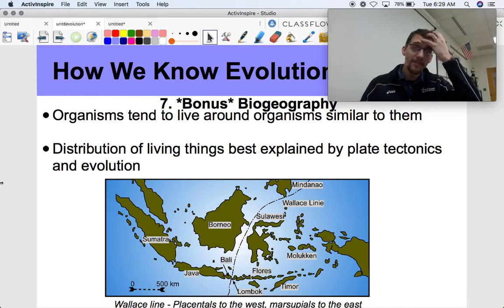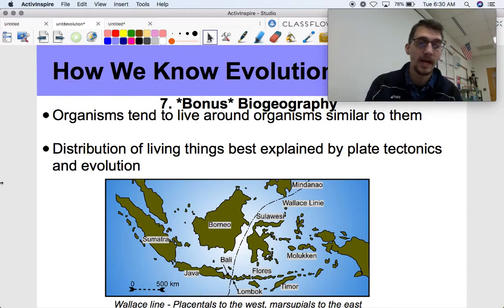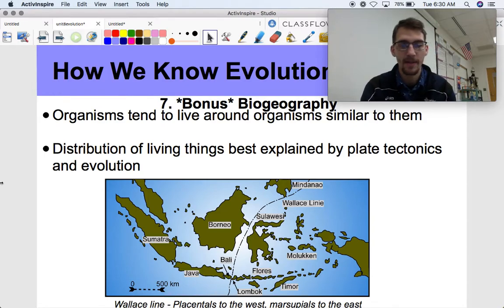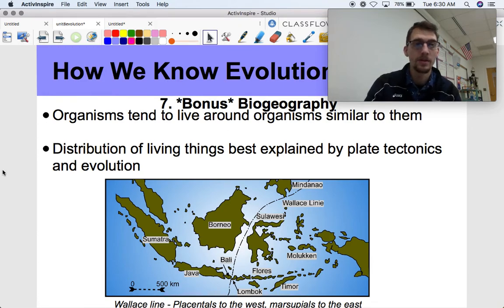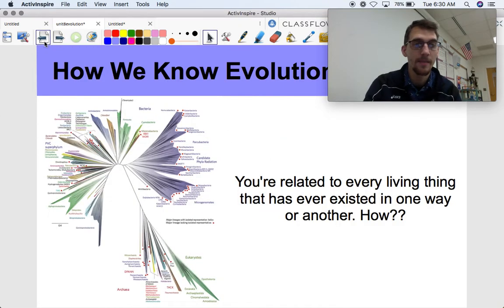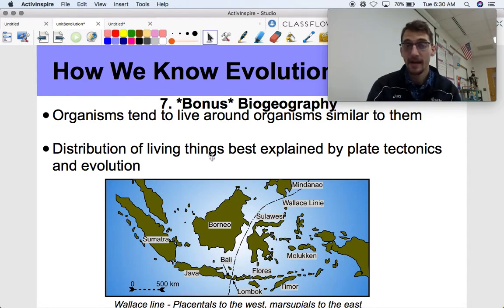Hey, and our very last form of evidence is what we call biogeography. Organisms tend to live around organisms similar to them. And the distribution of living things is best explained by plate tectonics and evolution. And the clearest example of biogeography here was actually discovered almost at the same time as Darwin was studying his theory of evolution by natural selection in Galapagos.